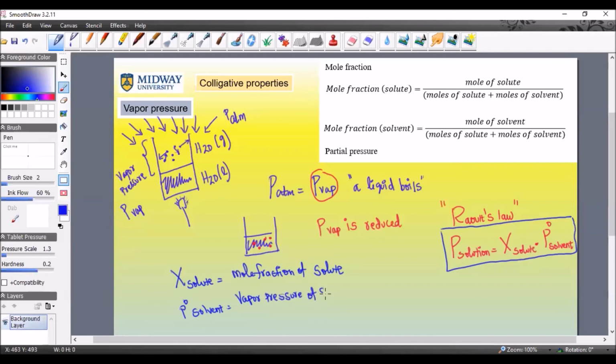It's only through this mechanism that we can systematically understand how much the vapor pressure is reduced. We're going to do two different problems where you will see that I'm using the same solute. Then you will see how much smaller the vapor pressure is compared to the vapor pressure of the pure solvent. So this is Raoult's law: the vapor pressure of a solution equals the mole fraction of the solute times the vapor pressure of the pure solvent.